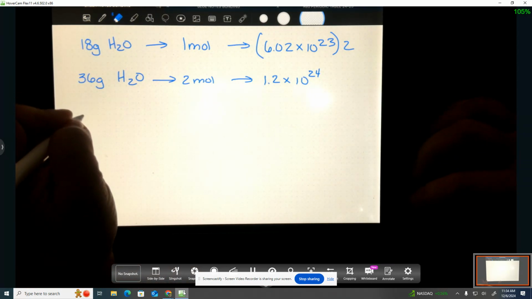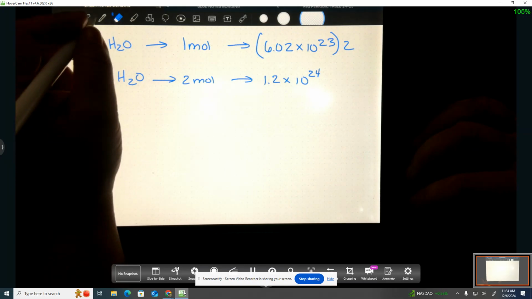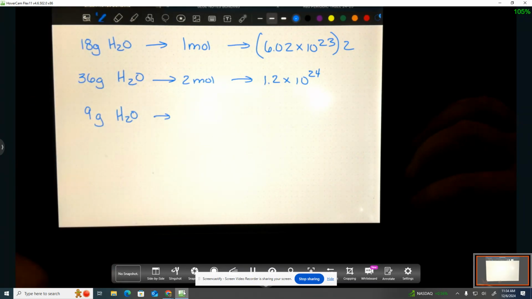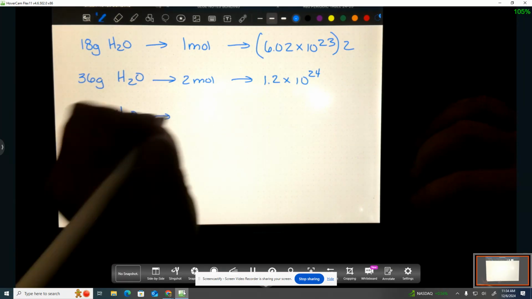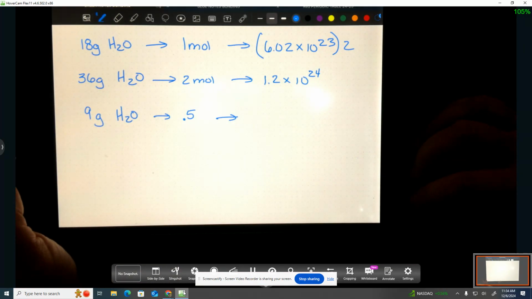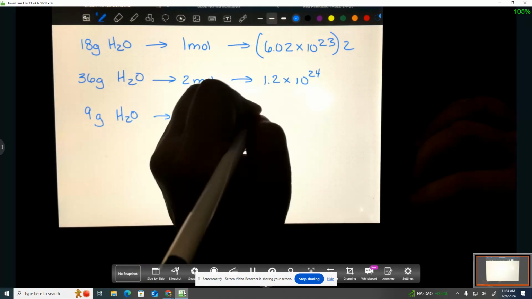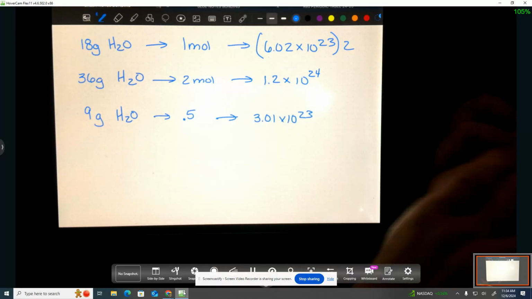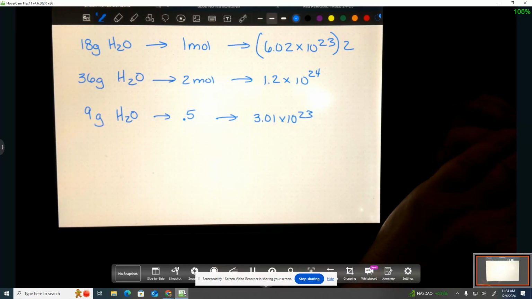Let's say I give you 9 grams of water. How many moles would I have given you? 0.5. If I give you 0.5, 3.01 times 10 to the 23rd. He's locked in. He is locked in.